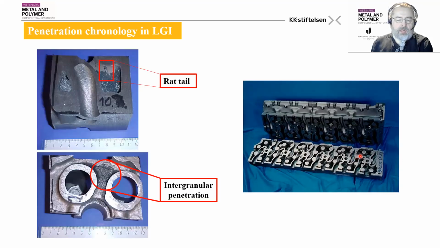We have identified, or we all know, that there are two major types of penetration you can find in such complex shape castings. The one is the crack appearing in the mold, and the metal is filling this crack, and in foundry language we call it rat tail. And then we have the traditional intergranular penetration, where metal is penetrating into the interstices between the sand grains.